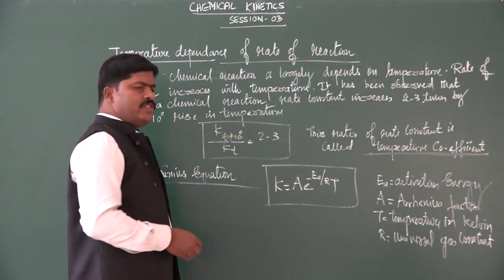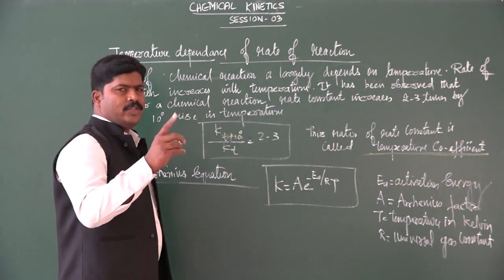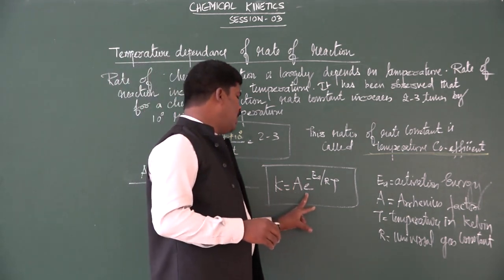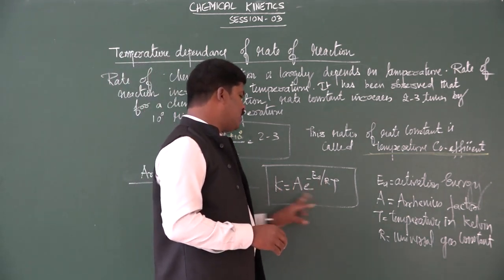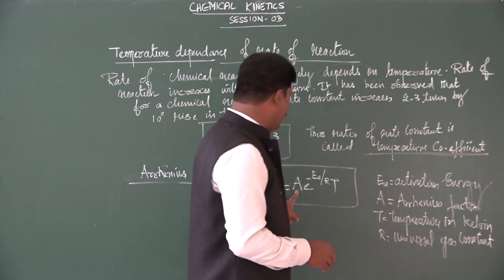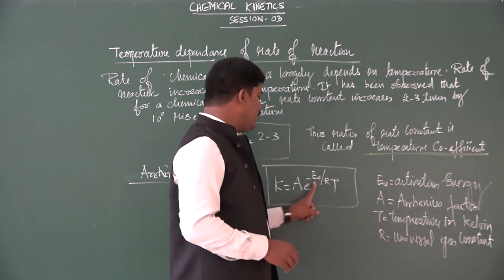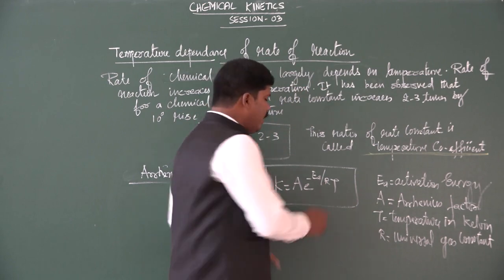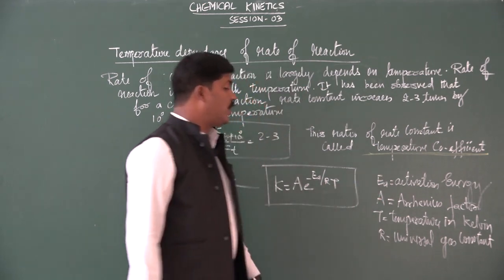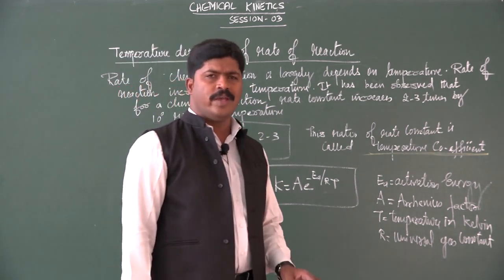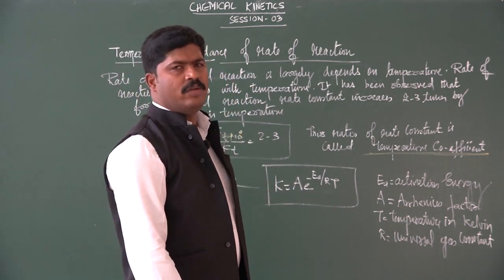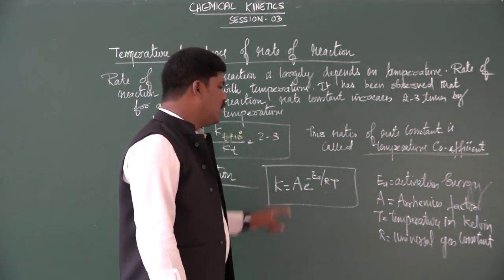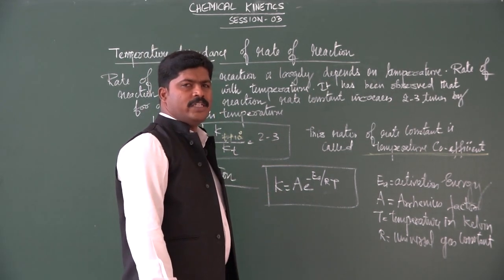Now, the Arrhenius equation. Sometimes they ask in the exam: write the Arrhenius equation, explain the terms. Derivation is not required, but K is equal to A e to the power of minus Ea by RT. What is K? You already know that. K is the rate constant, A is the Arrhenius factor, Ea is called activation energy, R is called the universal gas constant, and T is the temperature in Kelvin. These are the factors in the Arrhenius equation. This is for 2 marks. They'll ask, write the Arrhenius equation, explain the terms.